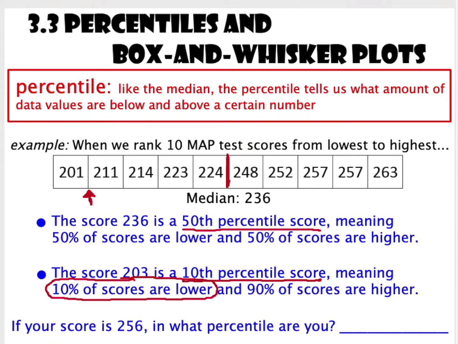Let's think about this one. If you scored a 256, that would land right in here on the list. What percentile would you have scored in? Percentile measures what percent are below that score. So 1, 2, 3, 4, 5, 6, 7, 70th percentile. That's an abbreviation you could use. 70th percentile, meaning 70% of the scores are below a 256.